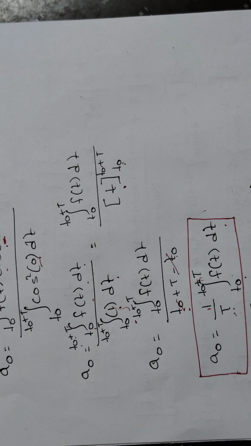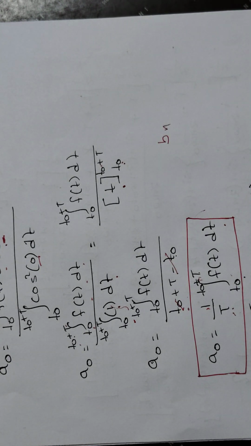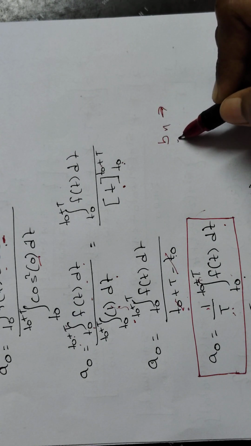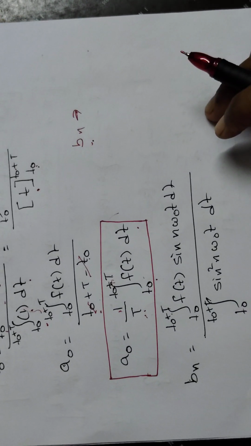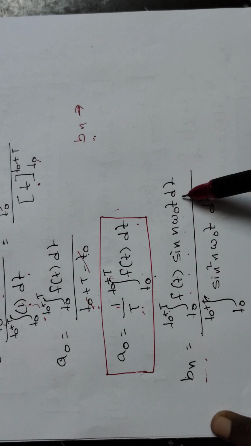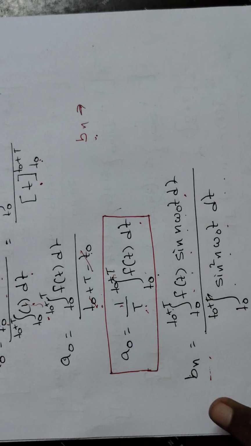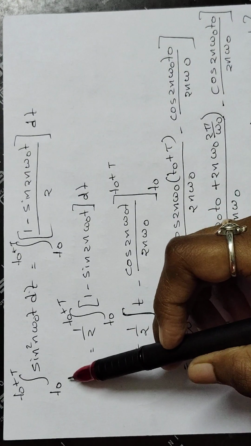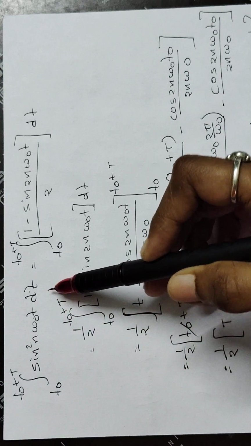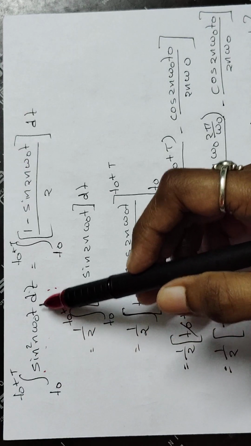Okay. So now find out bn. How to find out bn? Which values are there in bn? Those are sine values, right? So with the same equation, you have to take bn as f of t sine n omega naught t dt divided by sine square n omega naught t into dt, integration t naught to t naught plus t. First you have to find out the denominator part, that is sine square n omega naught t.